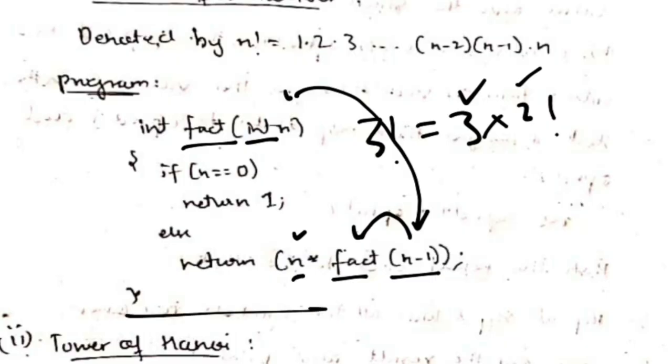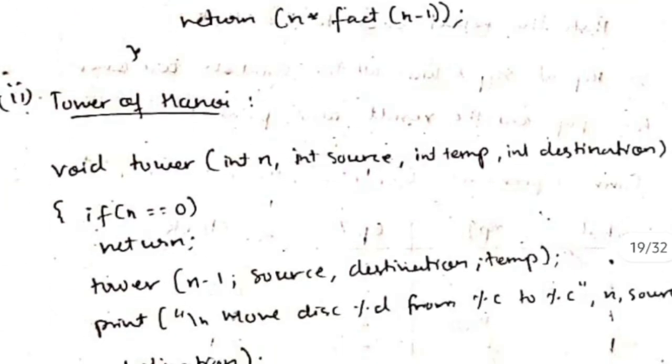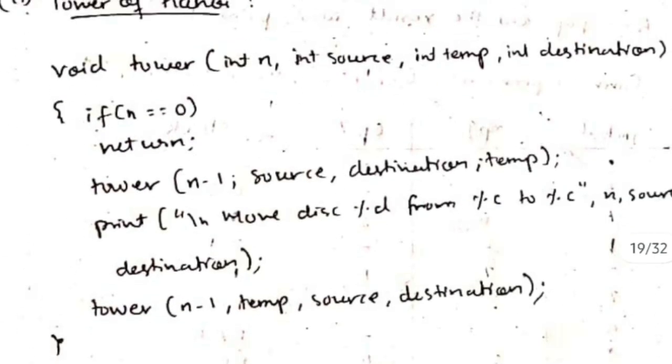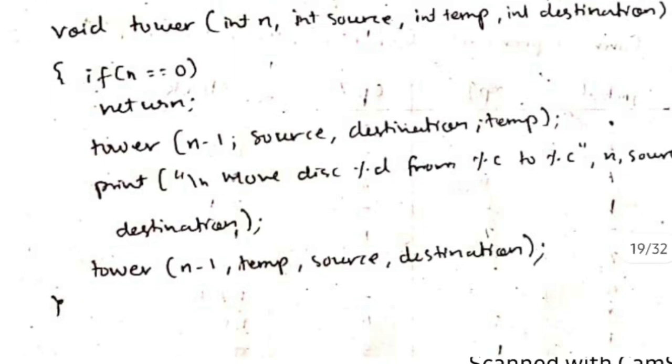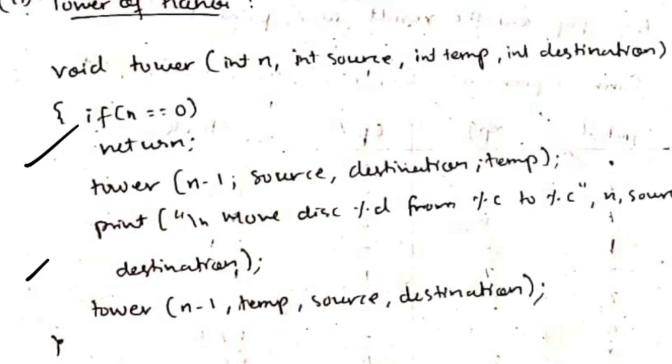Okay, so the same thing is with Tower of Hanoi. In Tower of Hanoi you will have all these like set of disks here. At one time you can just move one disk, and some set of rules are there. Okay, so this is the code for it, and this is also a recursive function because you are calling the function tower 2 times in this function void tower. Okay, so this is an example of recursive function.